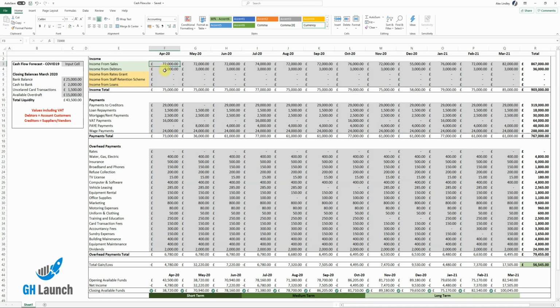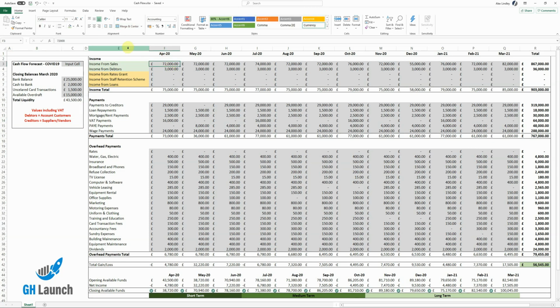It's important to note that all prices on a cash flow forecast, if VAT is applicable, need to include VAT. Debtors are referred to as account customers: somebody who owes money to your business is a debtor. And a creditor is somebody you owe money to. So you'll see the terms debtors and creditors on cash flow statements.